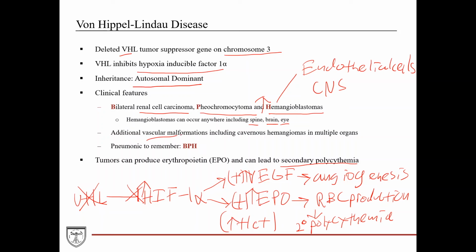Additionally, here you can have vascular malformations, including cavernous hemangiomas in multiple different organs. And cavernous hemangiomas are just benign vascular tumors that you can find throughout the body. And then a mnemonic to remember this by is BPH: bilateral renal cell carcinoma, pheochromocytoma, and then hemangioblastomas. Treatment for these patients, for any one of these tumors, is surgical removal, even for hemangioblastomas.